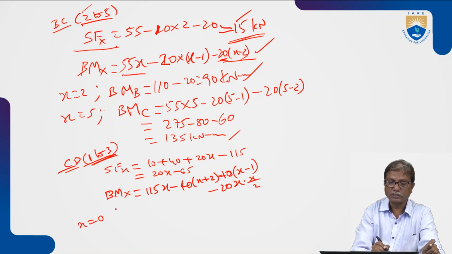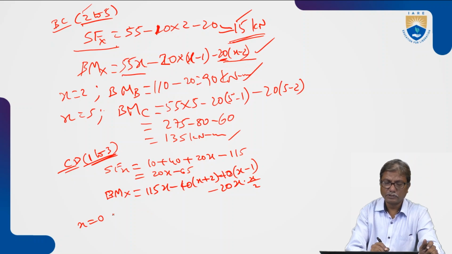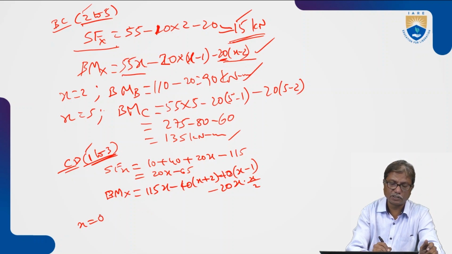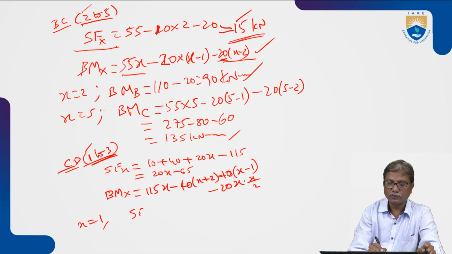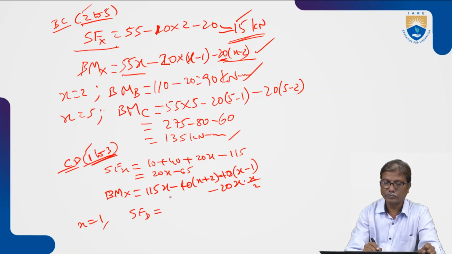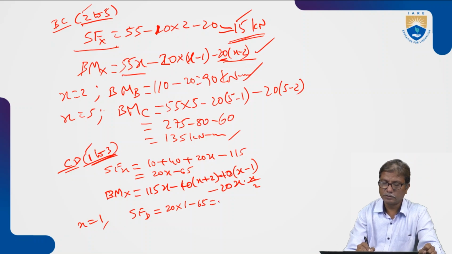x equal to 1. The limits are from 1. So when x equal to 1, the section will be at D. So what is the shear force at D? 20 into 1 minus 65. That means minus 45 is the shear force at D.